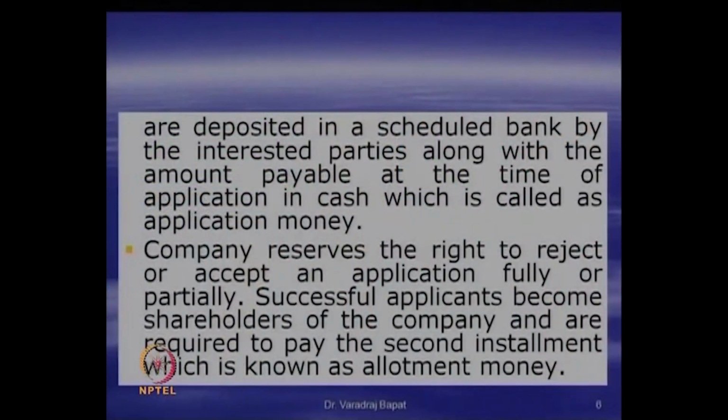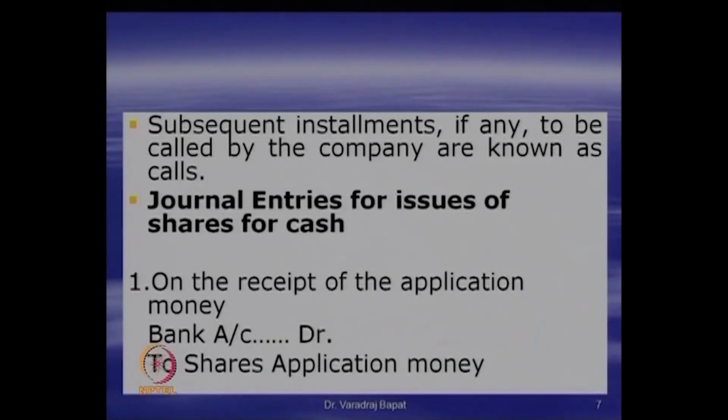Now what happens is, if there are more applicants than what the company wants to issue, then a proportionate allotment will be made. So if the company is going to issue, let us say 5 lakh shares, but there are applications for 10 lakh shares, then the issue will be made proportionately to the applicants. Now once the shares are issued, they are usually required to pay the next installment, which is known as allotment money. After allotment money, the company may call for further monies which are payable on call.